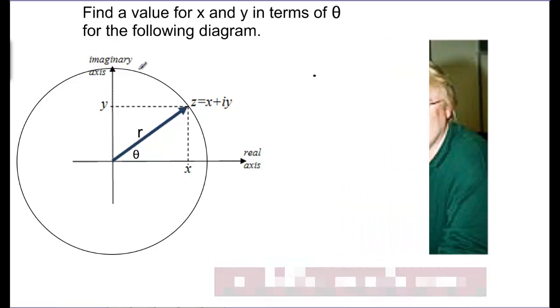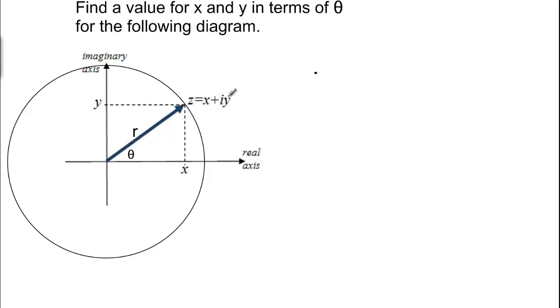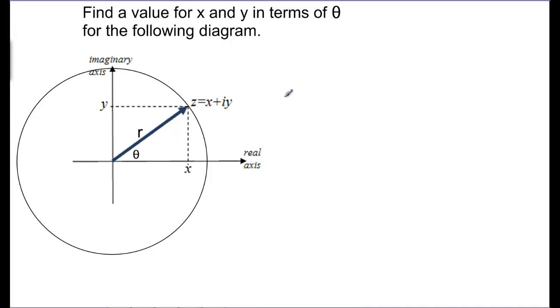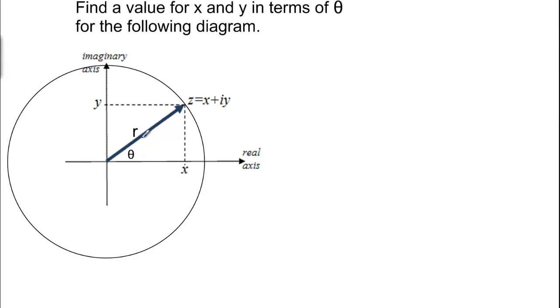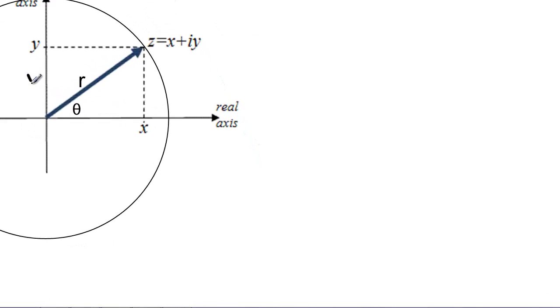Now to start today, we're going to look at this diagram. We're going to try to find a value for x and y in the form of a complex number, but we're going to try to get it in terms of theta. So what we need to do is we have to get a value of x in terms of theta and a value of y in terms of theta. So this is our y value, this is our x value. We'll just fill these in, y and x.